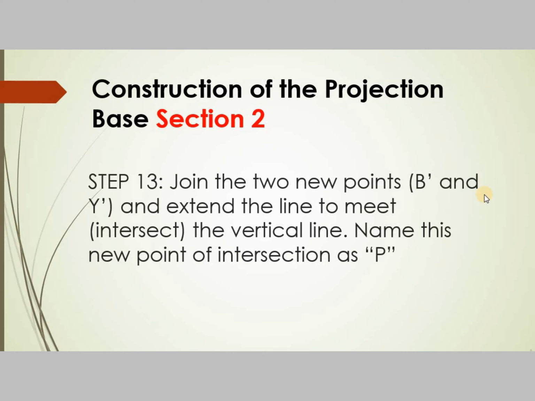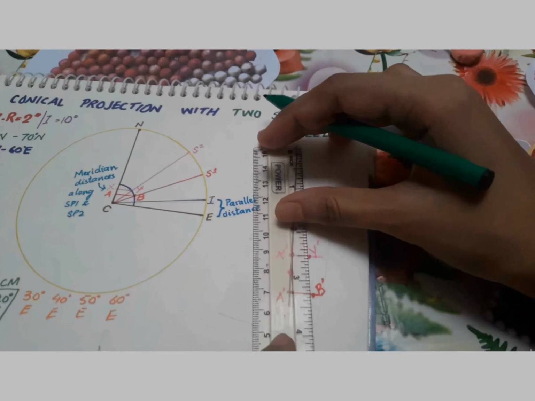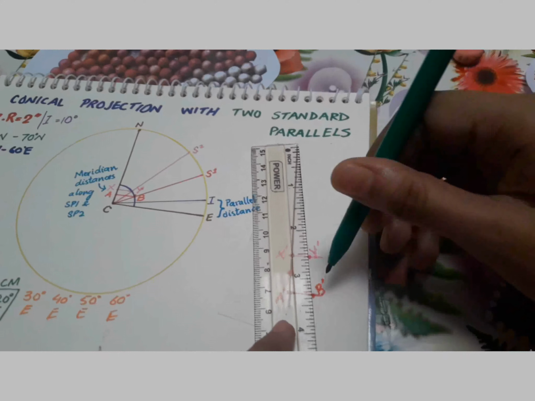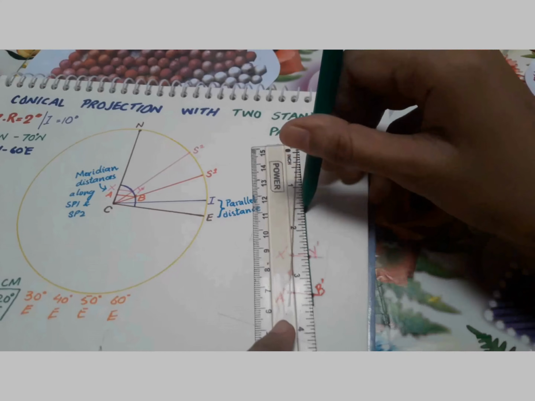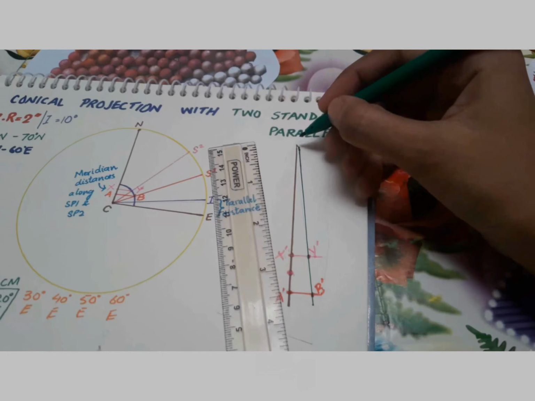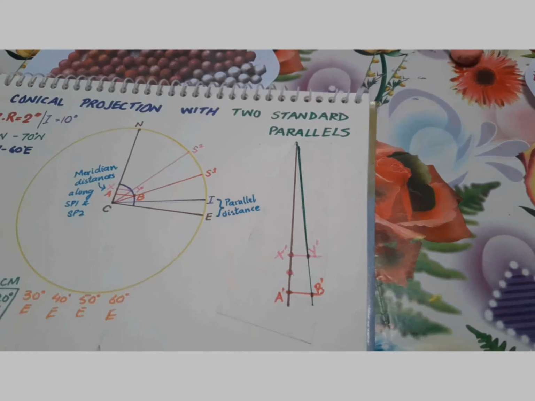Now we will join point B dash and Y dash and extend that line to meet the vertical line, and that new intersection point will be called P. So B dash and Y dash, we will keep the ruler and join those points, and the point of intersection will be named as P.